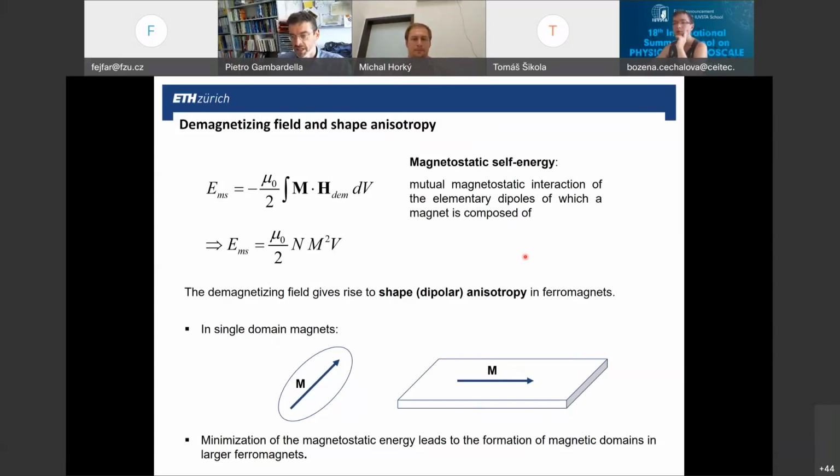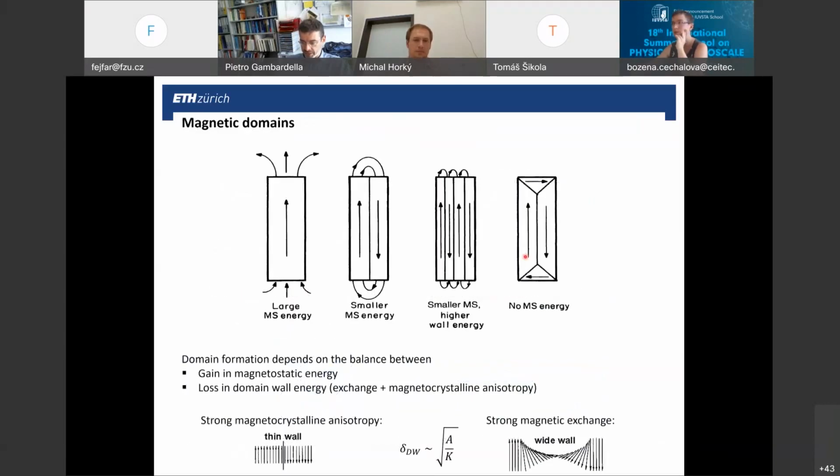Okay. So these dipolar interactions are also responsible for the formation of magnetic domains. Because by forming magnetic domains, the system minimizes the dipolar interaction, the so-called magnetostatic energy, and so the magnetic field lines close on themselves, so we have a minimization of this dipolar energy.